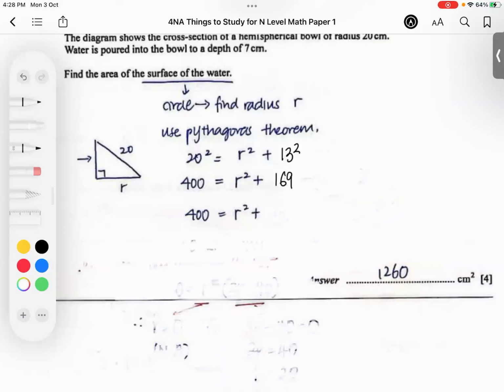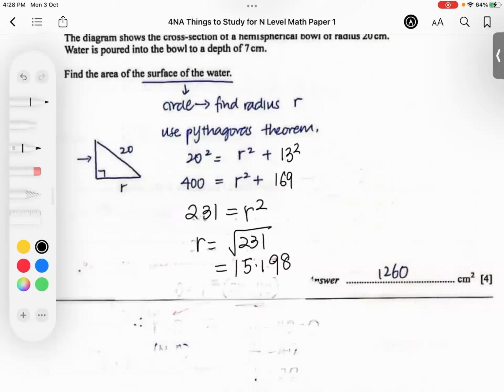It should be a quick answer. 400 minus 169. What's 400 minus 169? Somebody calculate for me, please. Get 231. 231 is r squared. Then I take the square root. r will be the square root of 231, and that will give 15.198. Round off, 15.2. That's it.